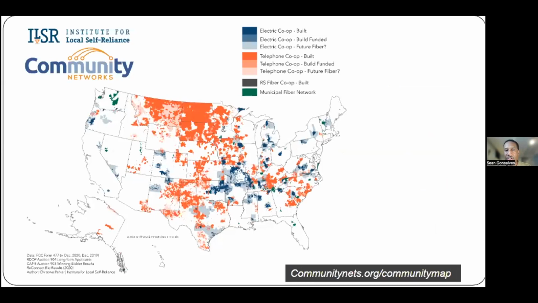This is a map of the electric cooperatives who have deployed fiber. I always like to point out, if you can see my cursor, North Dakota, because people like to say, oh, fiber is so difficult to deploy in certain terrains. But you see here, North Dakota is almost completely covered by fiber, largely because of the electric cooperatives in that state. And I think that if a state as inhospitable to fiber deployment as North Dakota is can manage to somehow cover their entire state in fiber, chances are your state can do it as well.